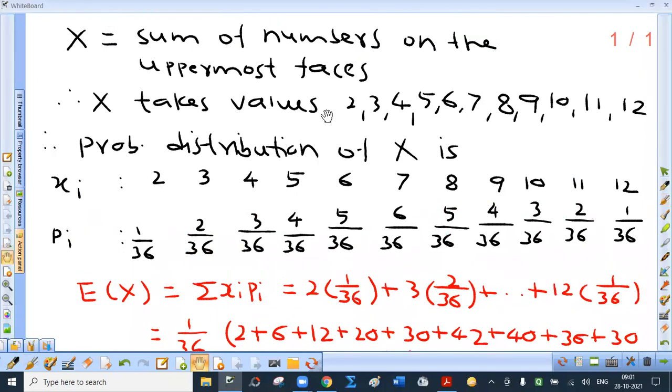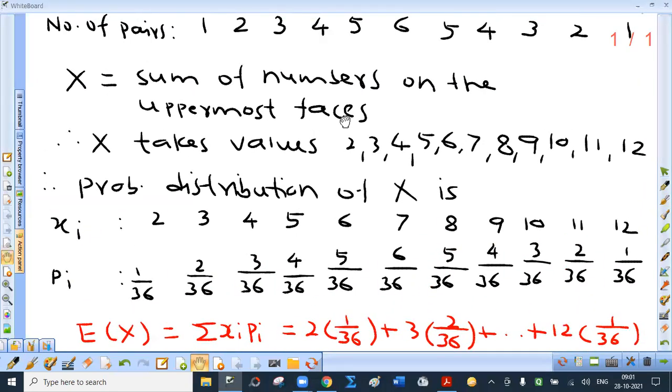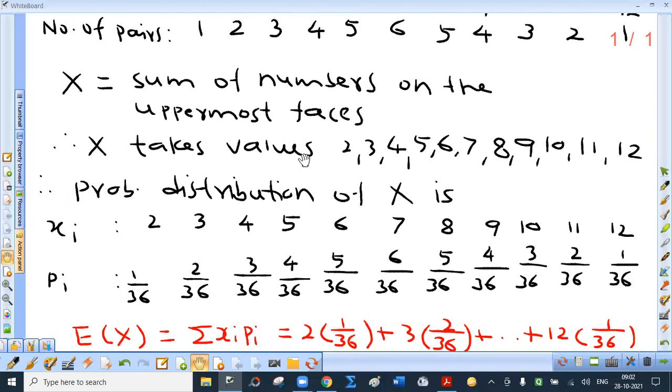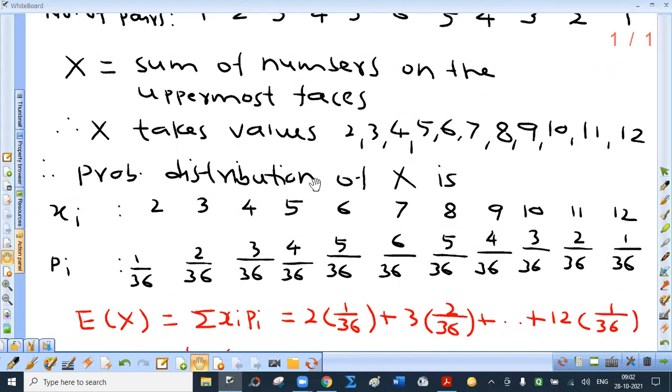As I said, I repeat this. This is for CET. Here you have to define X, so X can take values and so on. I have directly written the probability distribution, but you have to mention that there is only one sample point in favor of X equal to 2. So probability is 1 by 36 and so on. So this is the probability distribution of X.